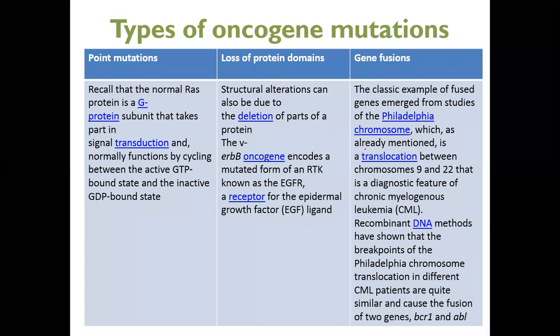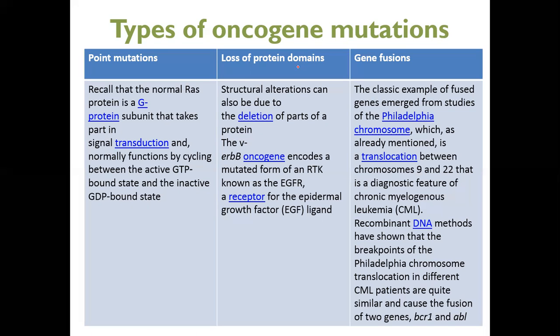In point mutation, I told you that, for example, a G protein works by cycling between the active GTP-bound and the GDP-bound forms. Because of this point mutation, this cycling is disturbed. Loss of protein function: some protein function is lost because of the mutation in the genetics, because of mutation in the chromosome.